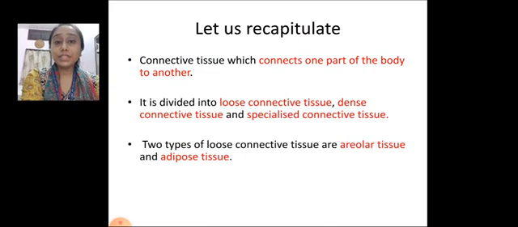So that much for today. Let us recapitulate what we have learned in this class. We learned that connective tissue is a tissue which connects one part of the human body to another. This connective tissue is divided majorly into three types: loose connective tissue, dense connective tissue and specialized connective tissue. The loose connective tissues are divided into areolar and adipose, where adipose stores fat, and both of them are present below the skin.